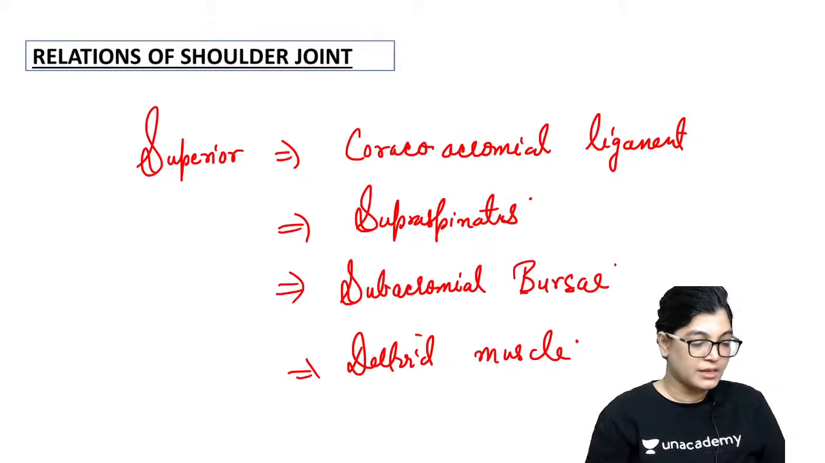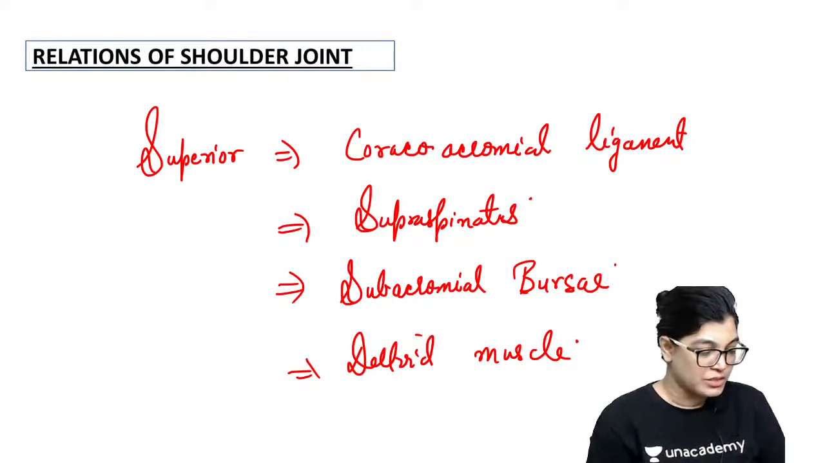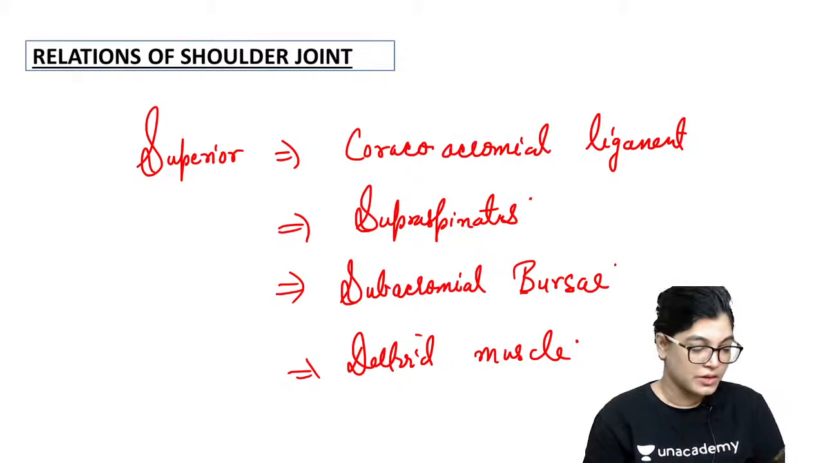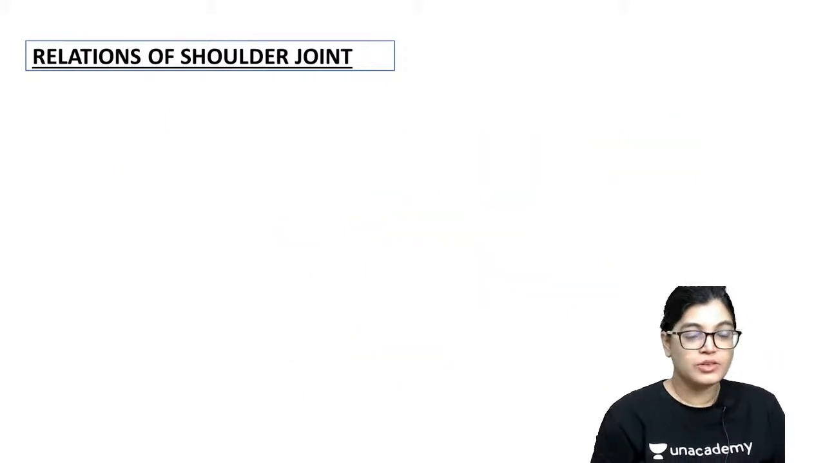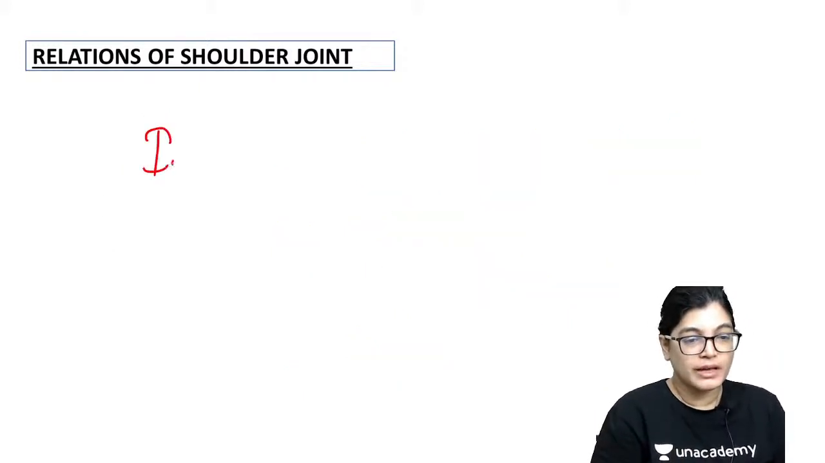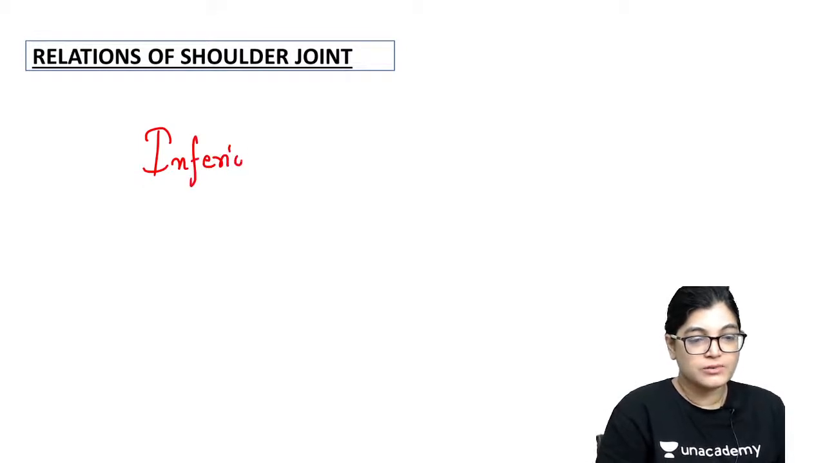So today, any doubt related to shoulder joint, you can just ask. I have just seen your comment. Superiorly we have done, and what about the inferior aspect? Which structures are most related inferiorly?